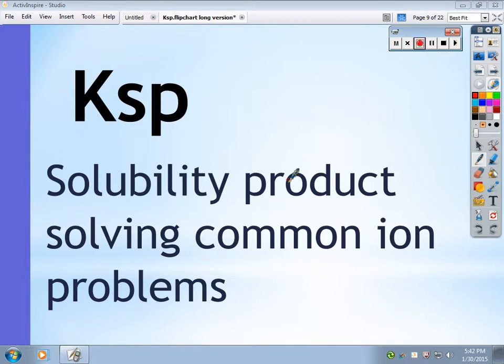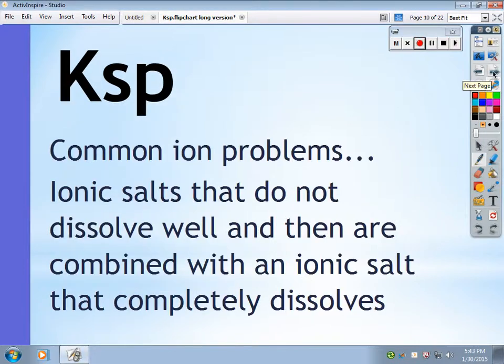Hi, this is a podcast on Ksp solubility products like we've worked on before, but today's podcast is specifically on solving common ion problems. To be comfortable with this and understand what it is, first of all, a common ion problem involves exactly what we did last time with regular Ksp problems. There are ionic salts that do not dissolve well, but now I'm going to add a step, and we're going to combine these ionic salts that don't dissolve well with an ionic solid or a salt that completely dissolves.